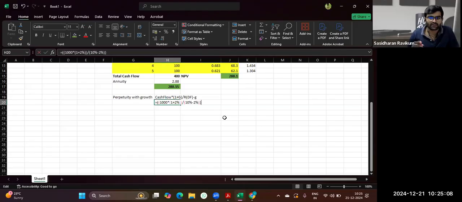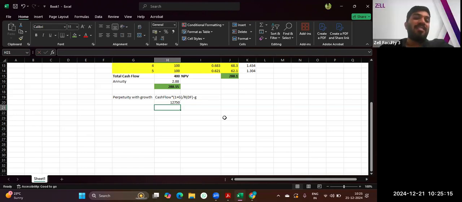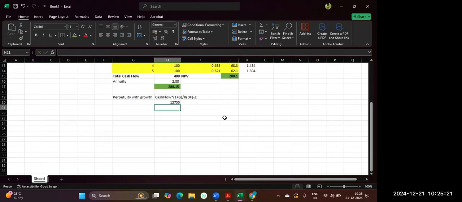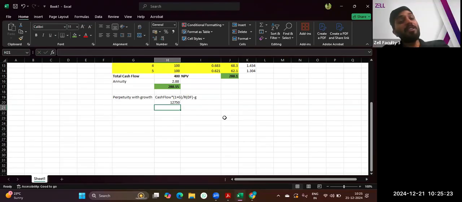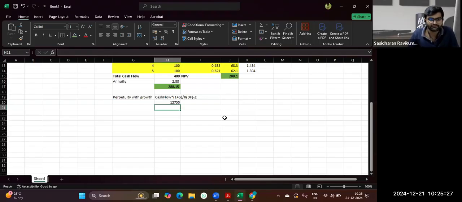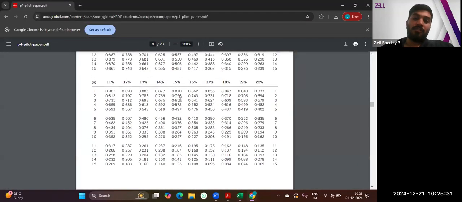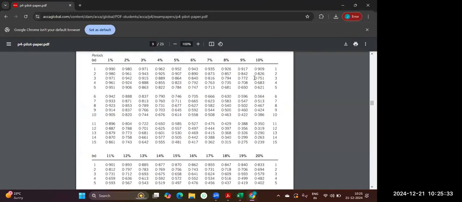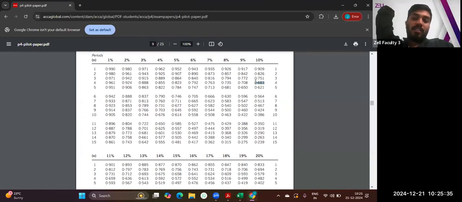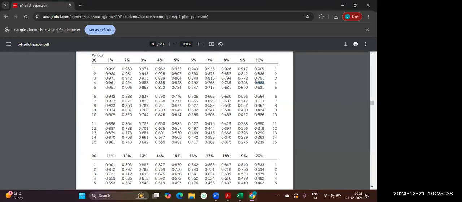Sir, what I did was I didn't do 1 plus g into cash flow. But my answer is still coming wrong. Can you tell me why? Present value factor. Yes, the present value factor. Which year is my perpetuity starting? End of year 5. In year 5, 1 year before is which year? Fourth year. For the fourth year, the discount factor is how much? 0.68.